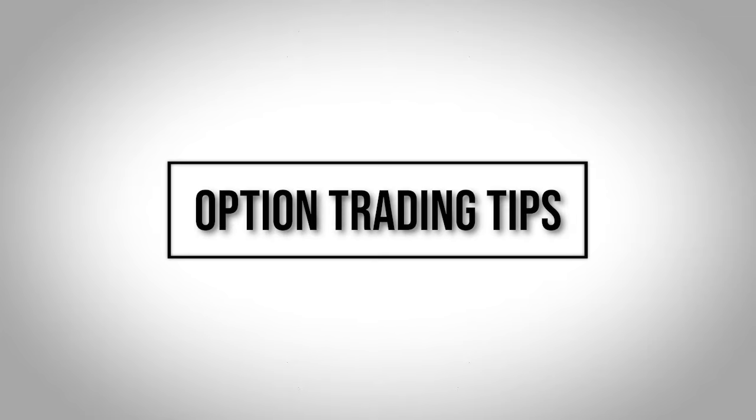Option trading tips. As an option buyer, your objective should be to purchase options with the longest possible expiration in order to give your trade time to work out. Conversely, when you are writing options, go for the shortest possible expiration in order to limit your liability.